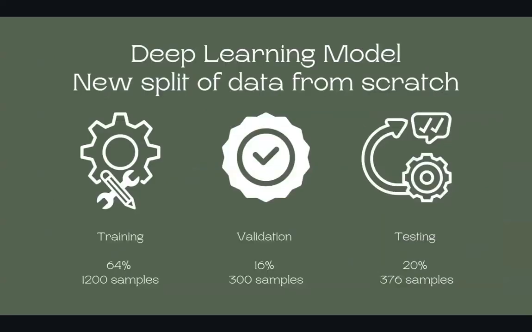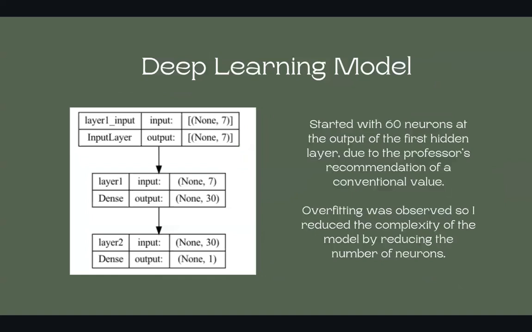For the final model, which was a deep learning model, I did a new split of the data from scratch. This time, 64% of the data was used for training, 16% for validation, and 20% for testing. For deep learning models, we have 2 important aspects: the layers and neurons in each layer. The more layers and neurons, the more complex the model becomes, similar to how the brain works. I first started with 2 hidden layers and 60 neurons, but since I observed overfitting, I decided to reduce the number of neurons to 30.